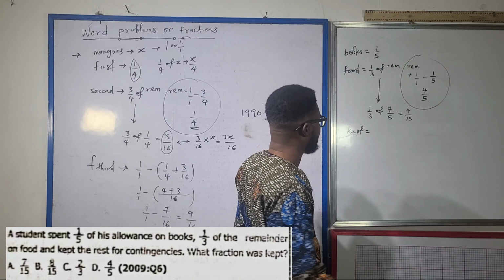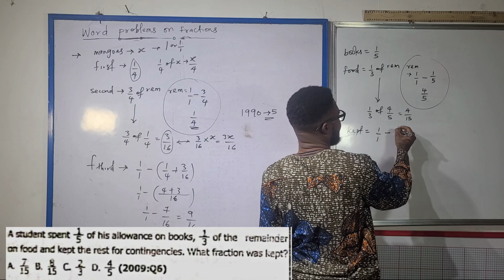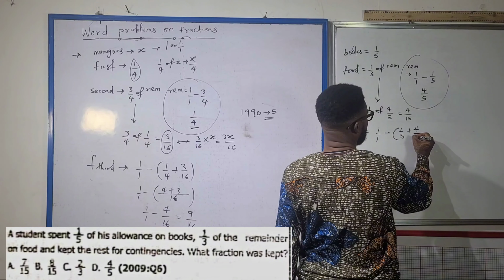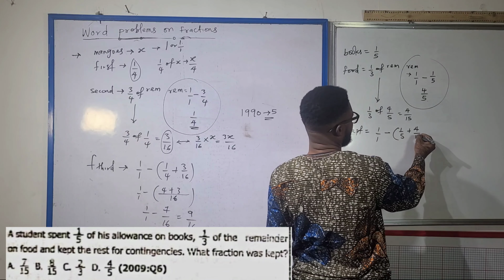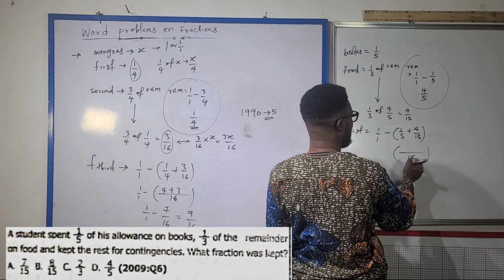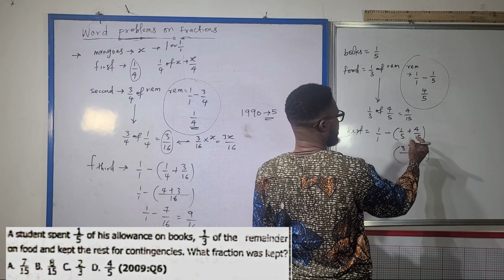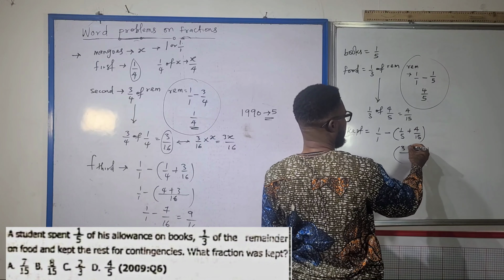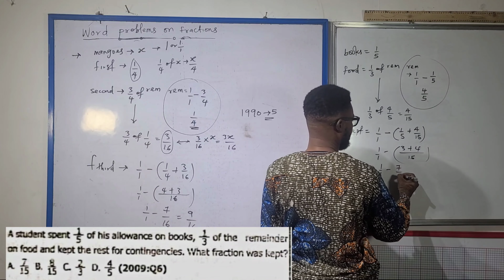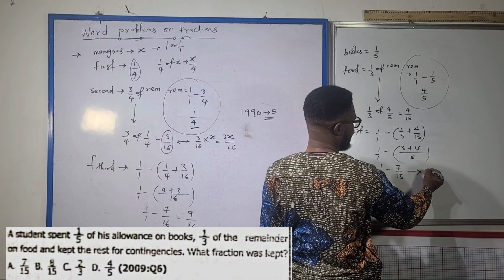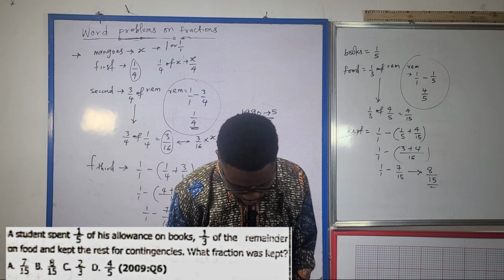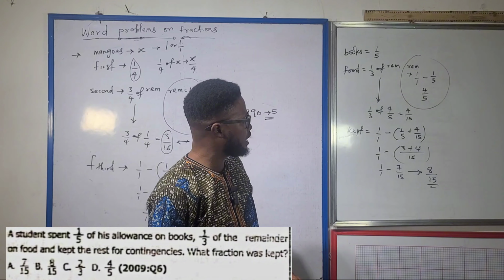What fraction was kept? Very easy. Total fraction is 1/1. Take away what was spent on books, 1/5, and what was spent on food, 4/15. So that is what we have, okay, the LCM here is 15. 5 in 15, 3. 3 times 1, 3. 15 in 15, 1. 1 times 4, 4. So 1/1 minus 7/15, and that is going to give us 8/15. That was what was kept in this question. That is option B.